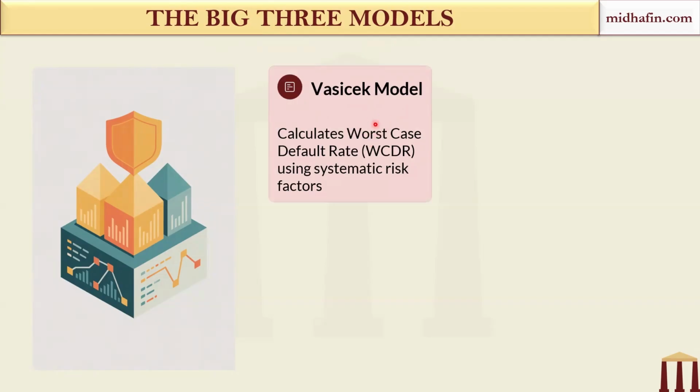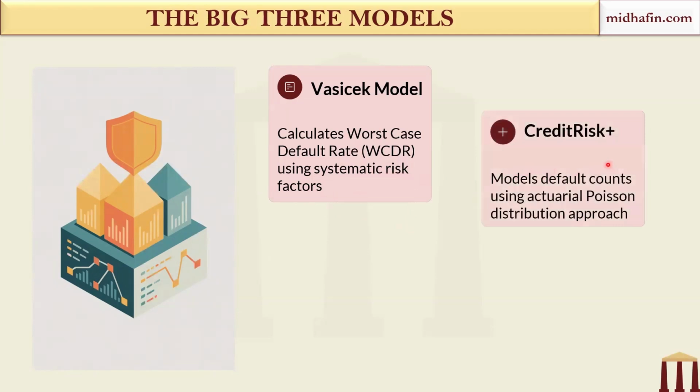We discussed this in FRM part 1 also. It calculates the worst case default rate, WCDR, the same WCDR that we discussed in FRM part 1, by linking defaults to systematic risk factors. So you can think of it as a probability driven model that regulators use quite heavily.